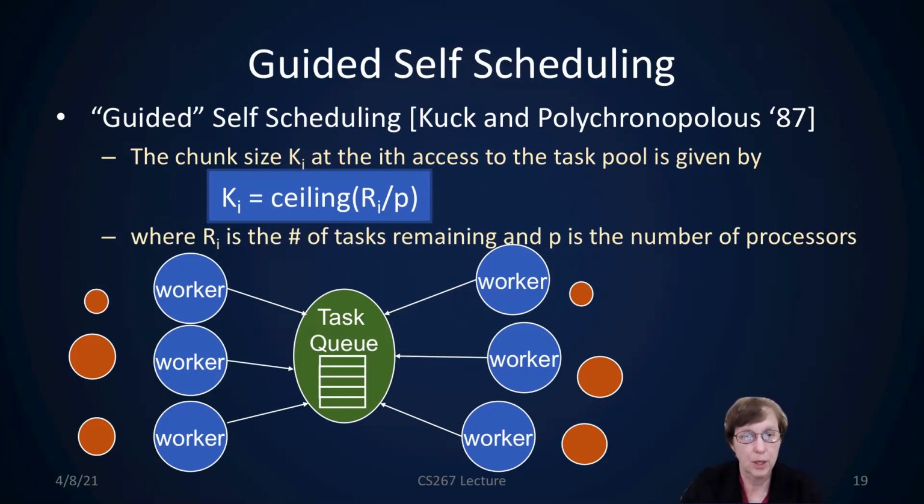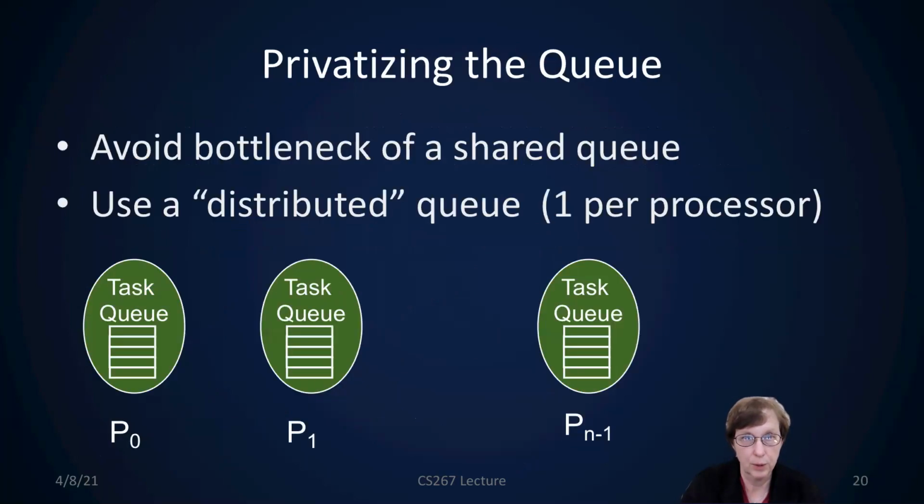So in this case, the chunk size K is the ceiling of the remaining work divided by the number of processors. And so that's the way guided self-scheduling works.